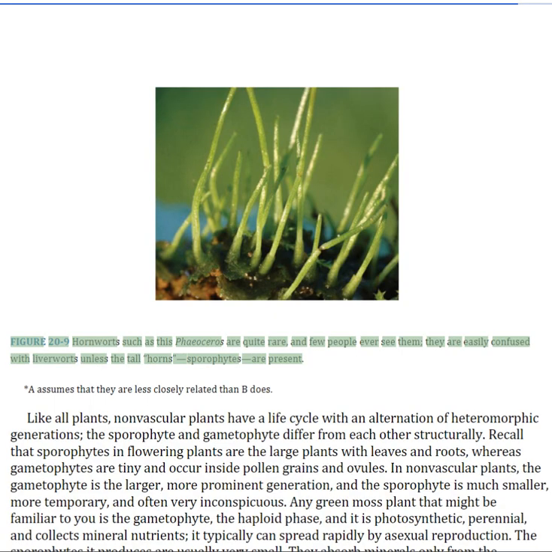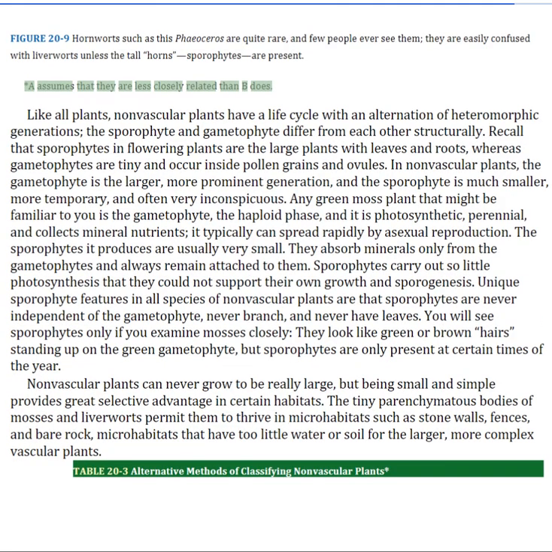Figure 28. This is Marchantia, the most abundant greenhouse liverwort. Unfortunately, it is one of the least typical. As in mosses, the large green plant is the gametophyte, not the sporophyte. The cup-shaped structures contain clumps of cells that can be splashed out by rain and then grow into new plants. Figure 29. Hornworts such as this Phaeoceras are quite rare, and few people ever see them. They are easily confused with liverworts unless the tall horns, sporophytes, are present. A assumes that they are less closely related than B does.